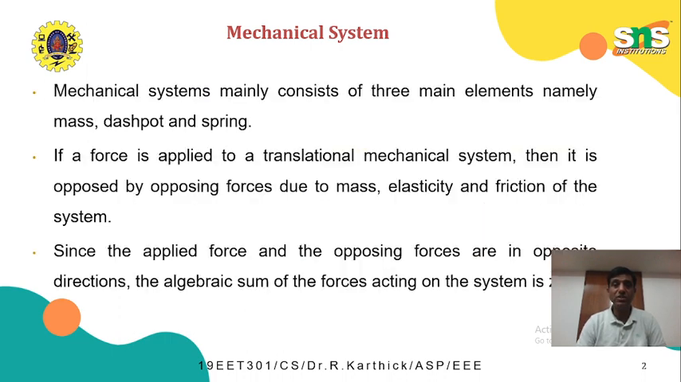Therefore, the three important elements of a mechanical system are mass, dashpot, and a spring. So in order to model the mechanical system, if a force is applied to a translational mechanical system, then it is opposed by opposing forces due to the mass, elasticity, and friction of the elements of a mechanical system. Now, according to Newton's law, since the applied force and the opposing forces are in opposite directions, the algebraic sum of forces acting on the system is zero. This is the basic rule for forming the mathematical model for a mechanical system.